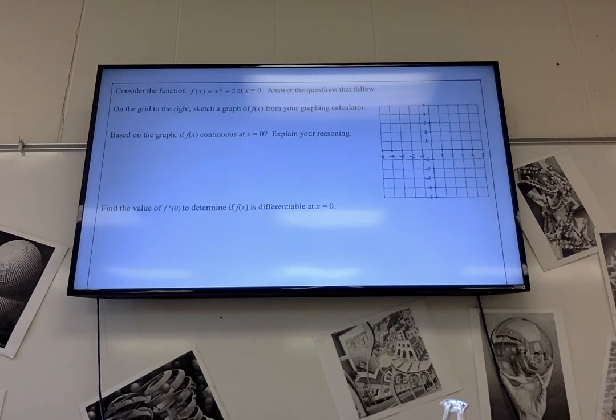So consider the functions f of x equals blah. Answer the questions that follow. So first, let's graph it. And it says you can do it on your calculator. Graph it.